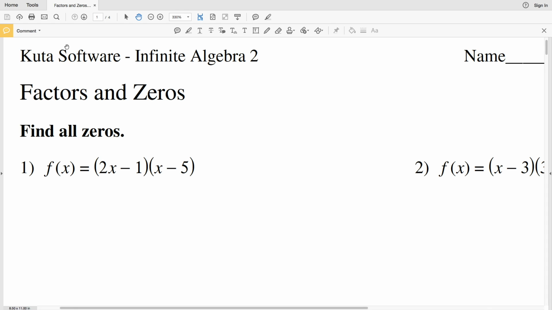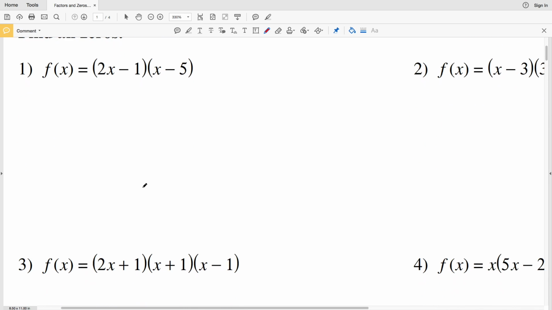In this video, we're going to start the Kuta Software Infinite Algebra 2 free worksheet, Factors and Zeros. Now our instructions are to find all zeros. So essentially what that means, we're going to set that function equal to 0 and then solve for the variable. So let's get started with number 1.